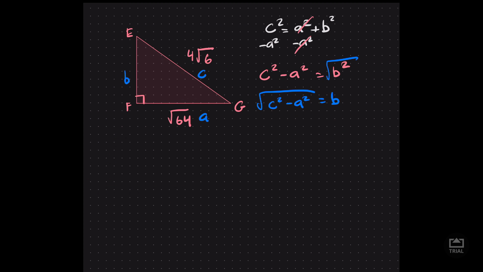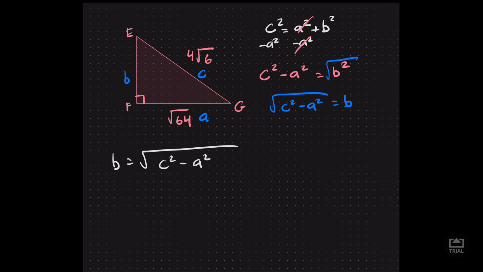Okay, so I'm going to take this one right here and we'll put it back right where it was. I'm going to rewrite it the other way, saying b equals the square root of c squared minus a squared. So in this case, b equals, well, c is going to be 4 root 6, and I need the square root sign right there. 4 root 6, and don't forget we're going to square that, and I'm going to subtract root 64. Now root 64, hopefully you can recognize that is a perfect square that just equals 8. So a is actually 8, and don't forget we got to square that.